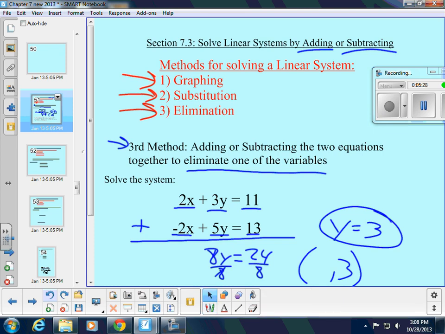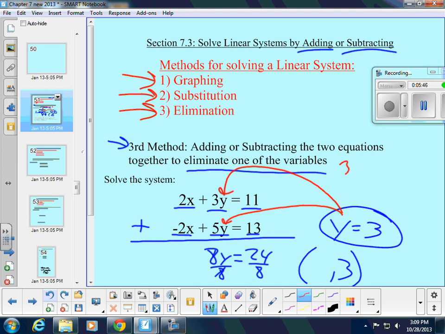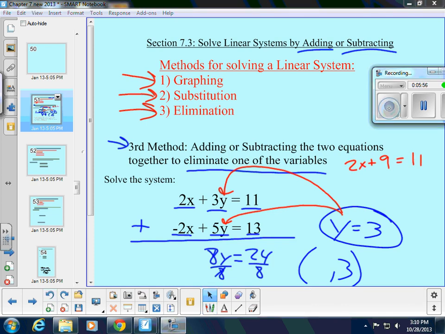Going back to the problem, how do I find out what the x-coordinate is? Here's where I can plug this number, or substitute it, back into one of the equations. I'll use the top one in this case, but remember, you could use the bottom one too. It wouldn't matter because both equations are in the system, so the x-coordinate should be the same in either equation. If I plug 3 back into the top one, I'll get 2x plus 3 times 3, which is 9, equals 11. So now I have 2x plus 9 equals 11.